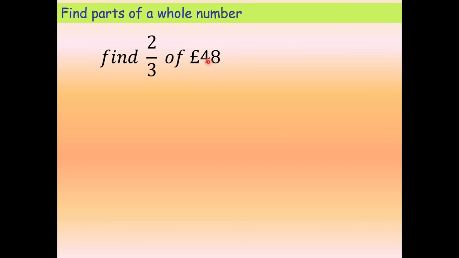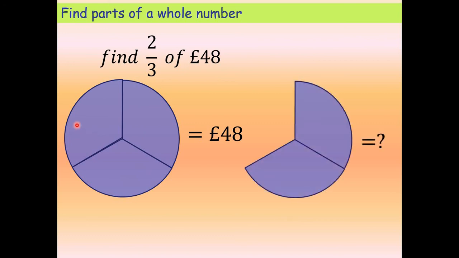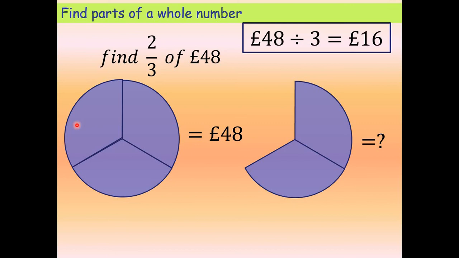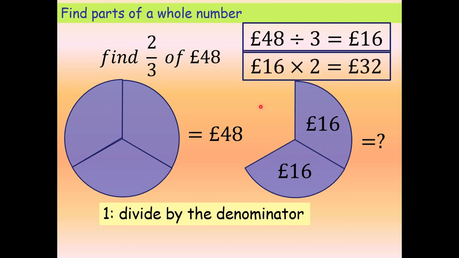What we need to do again is split it into 3 parts and then find out how much 2 of those parts are. So we're going to divide by the bottom number. First, 48 divided by 3 is 16, which is going to give us one of these parts. So we now know that each one of these parts is £16, but how much is 2 of them? The next step is to multiply by the top of the fraction, and that will give you £32.